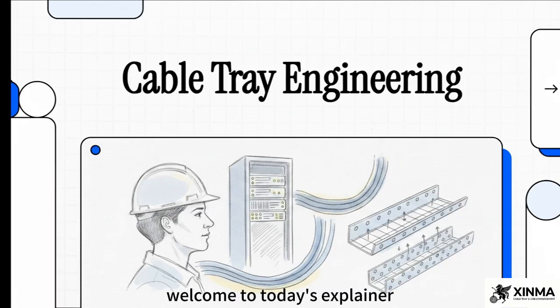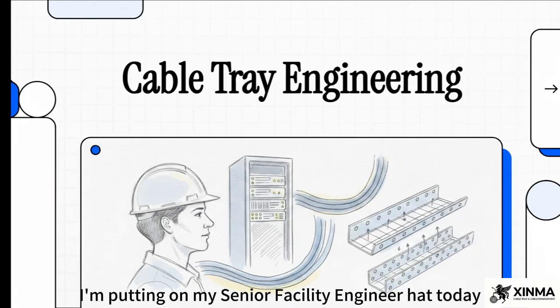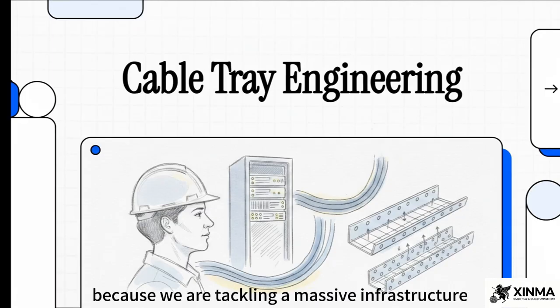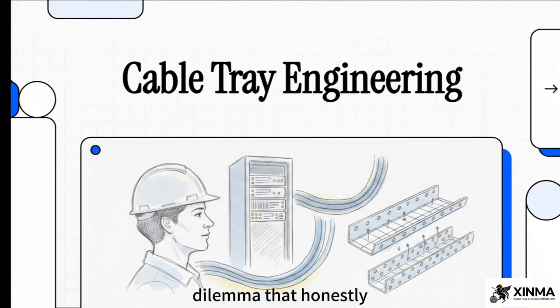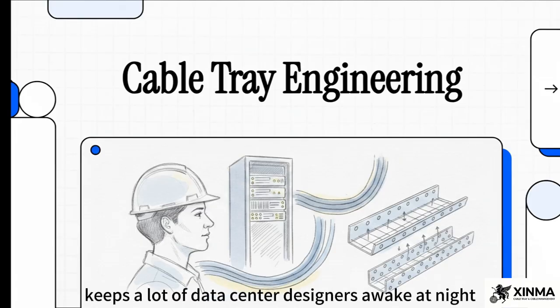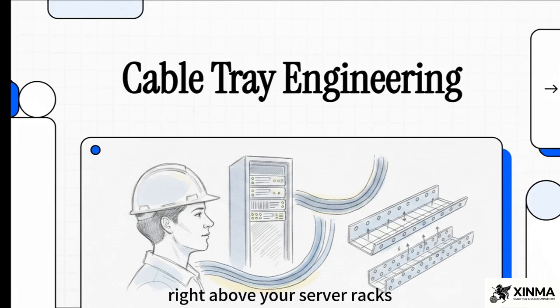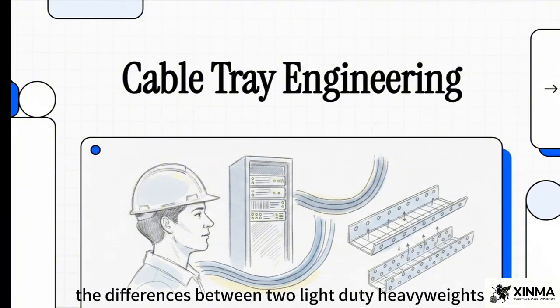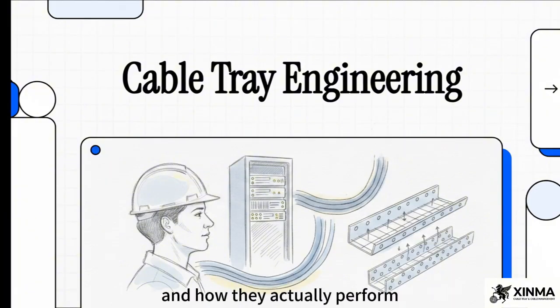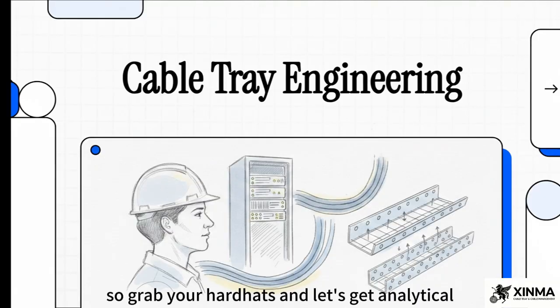Welcome to today's Explainer. I'm putting on my senior facility engineer hat today because we are tackling a massive infrastructure dilemma that honestly keeps a lot of data center designers awake at night. We're looking at the critical routing pathways right above your server racks. We're talking cable management, specifically tearing down the differences between two light-duty heavyweights and how they actually perform in a data center environment. So grab your hard hats and let's get analytical.